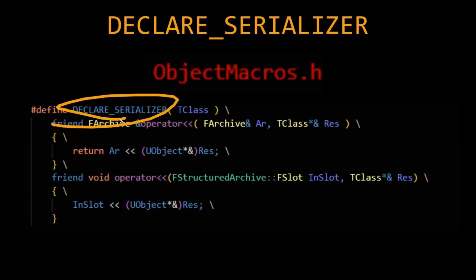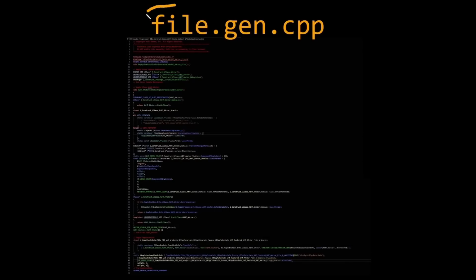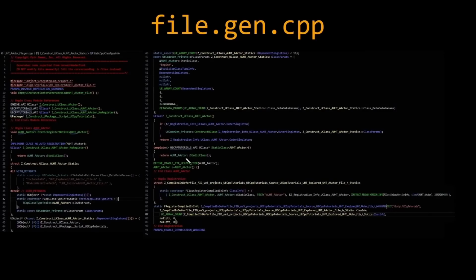This declare serializer also adds some serializer stuff for archives, slots. So that covers the .generated.h file. Next is the file.gen.cpp. This one contains a lot of stuff. This is a full-fledged CPP file that is compiled. It's harder to read, so I broke it into two panels here. You can see this and this, and it does look rather cryptic, but there is an underlying pattern here.